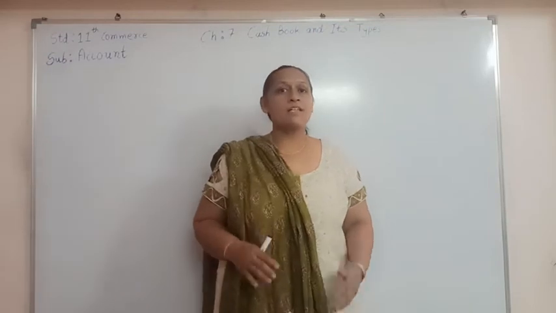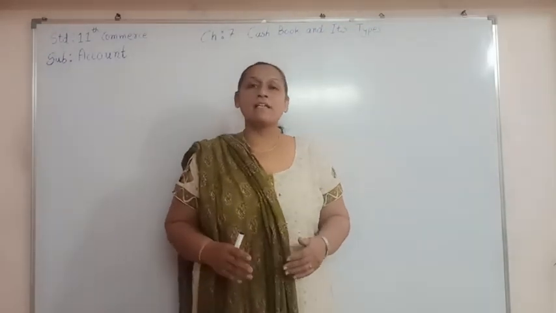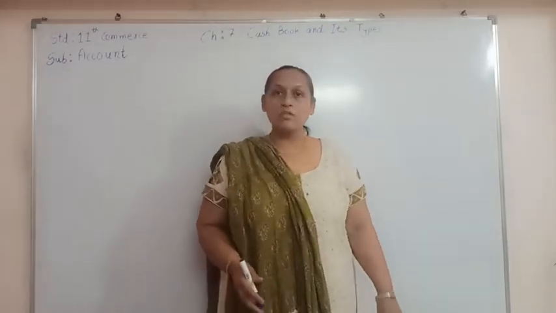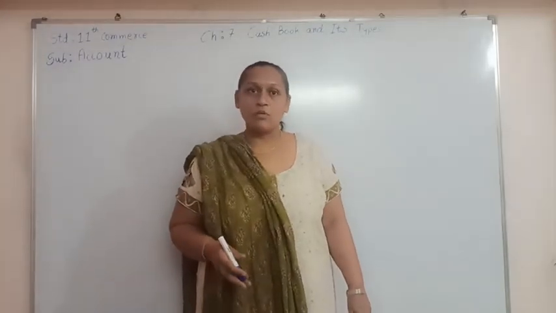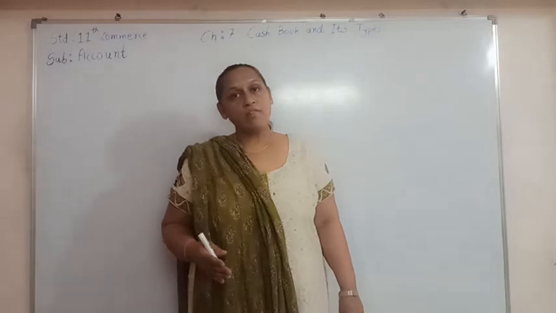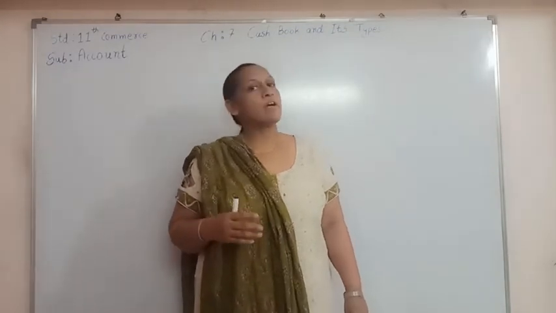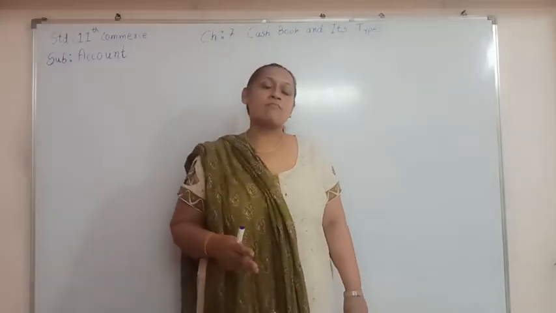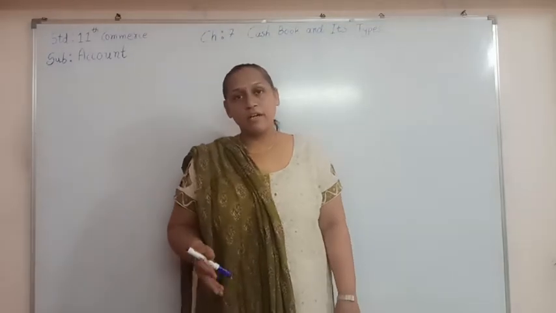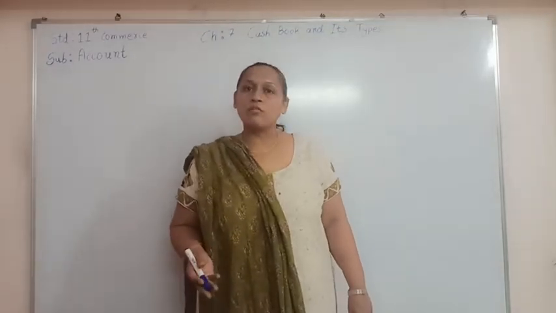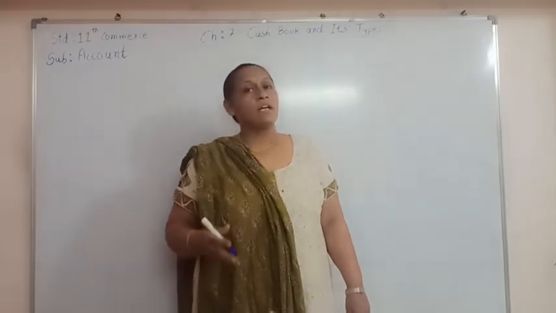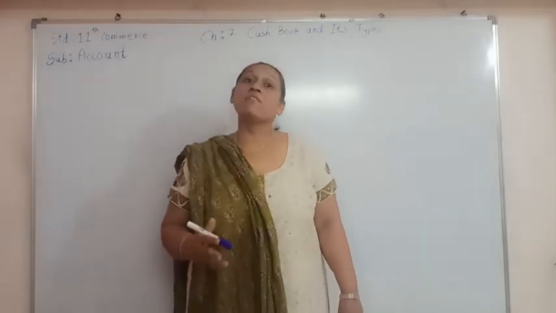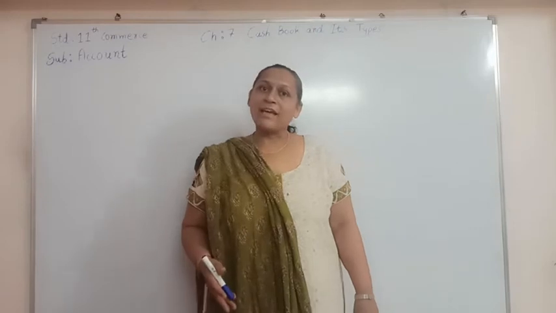As we discussed before, cash is a real account, and the rules of the real account will be followed in the simple cash book. Whatever cash is coming into the business, we are going to debit, and whatever cash we are going to pay, we are going to credit. That is the rule of the real account: debit what comes in, credit what goes out. We are going to follow these rules and prepare a simple cash book.